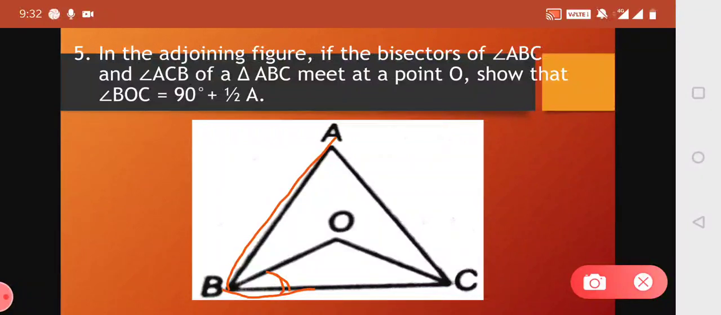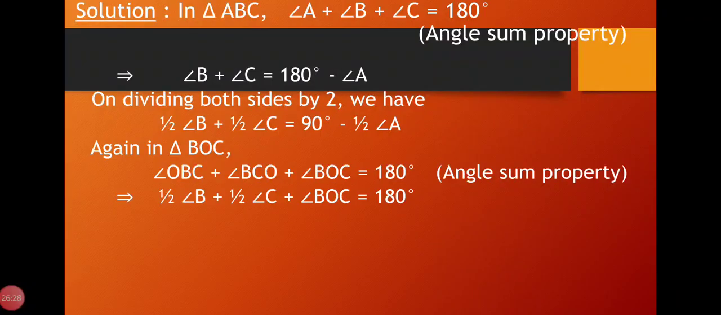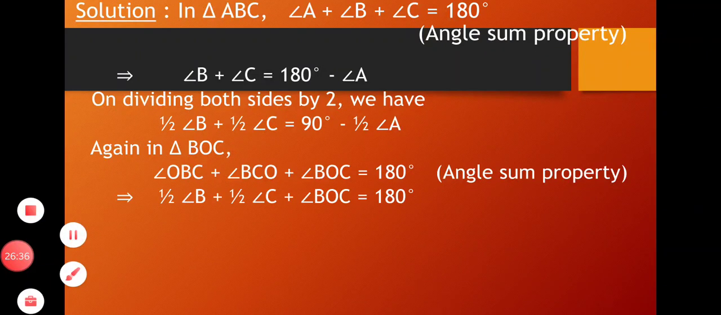Similarly, your angle BCO, this angle, will be again half of angle ACB, because OB is the bisector. OB is the bisector of a whole angle B. Similarly, OC is the bisector of whole angle C. Again I say that a bisector divides the given angle into two equal parts. So, in place of OBC, we write half angle B. In place of angle BCO, we write half angle C. BOC as it is equal to 180 degree.